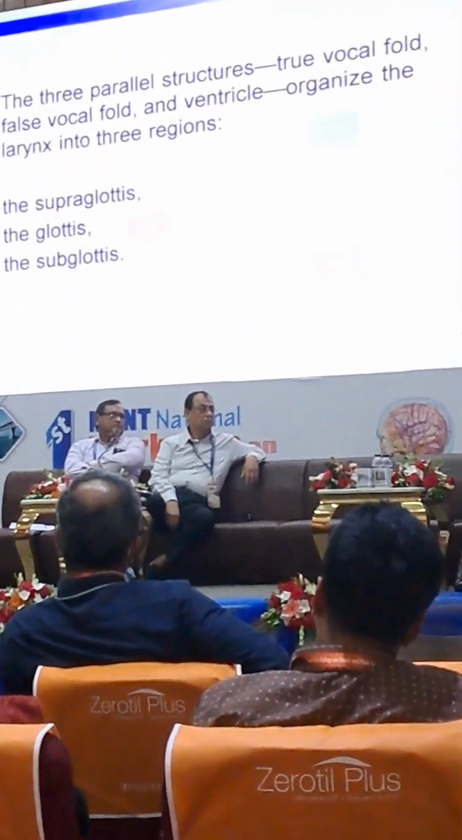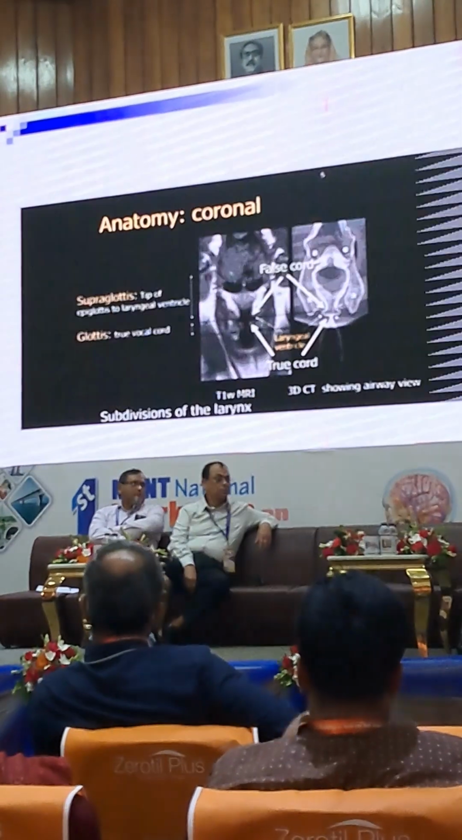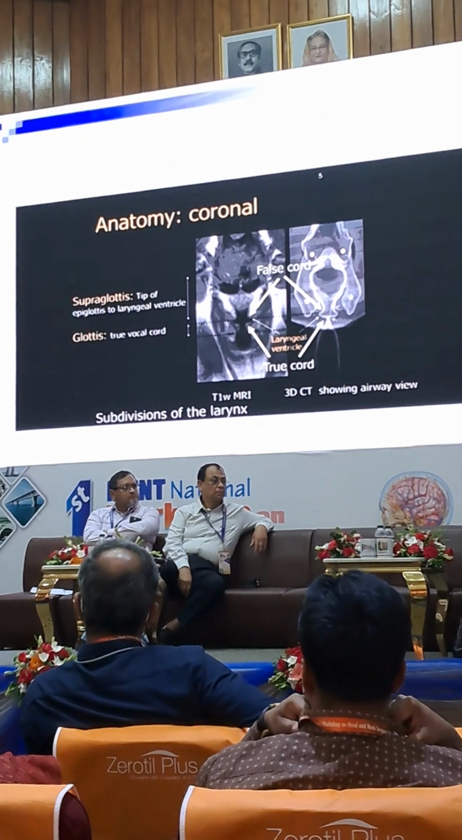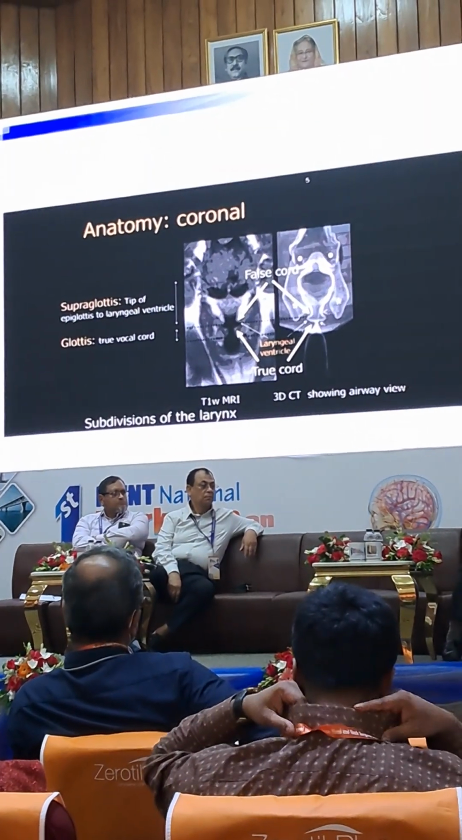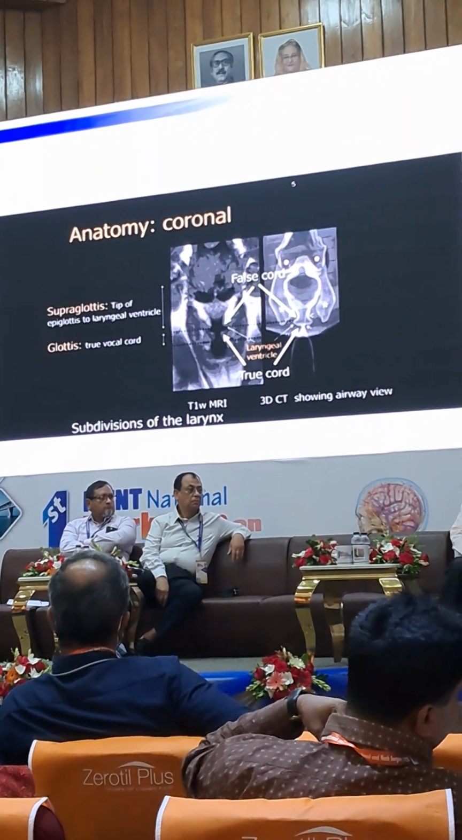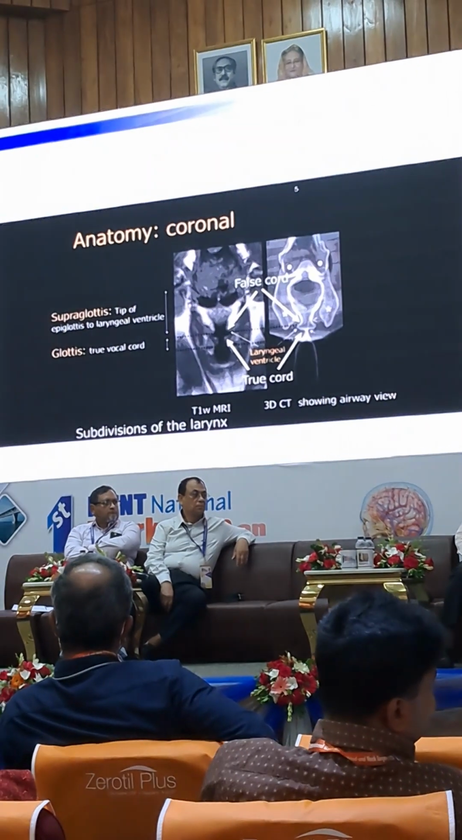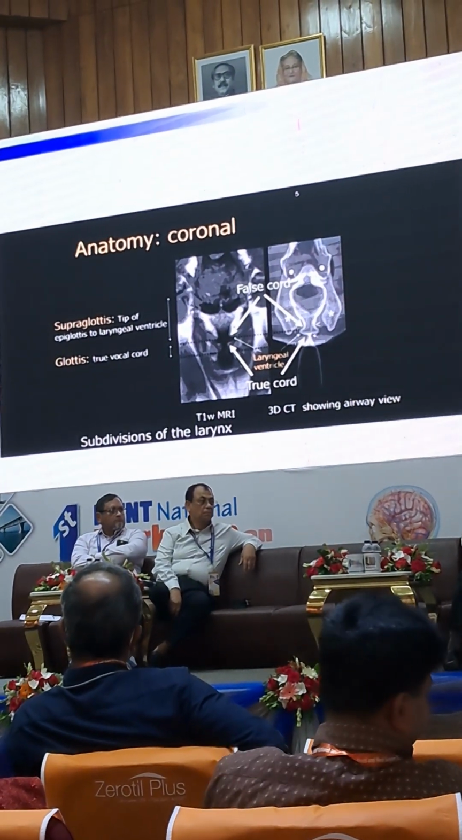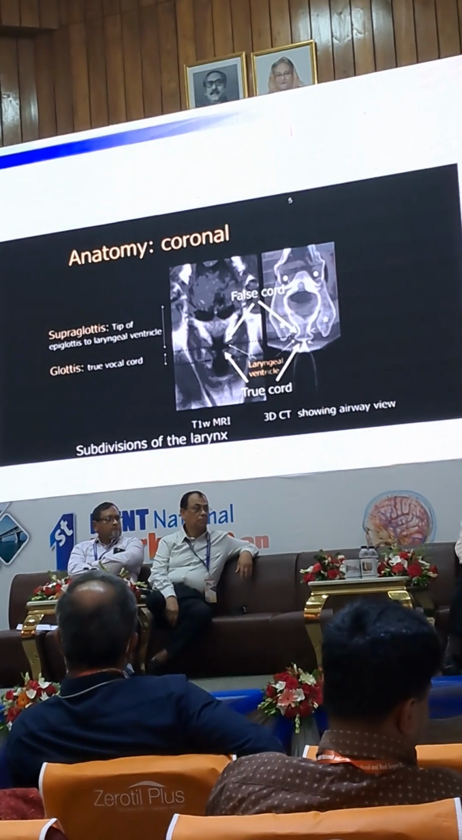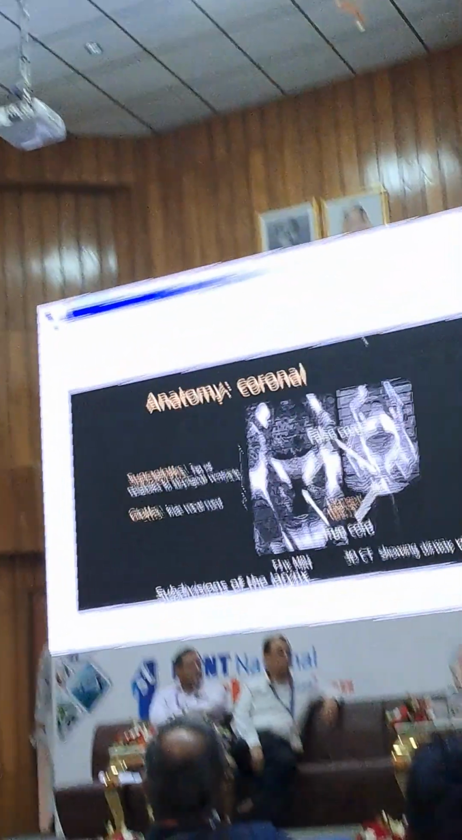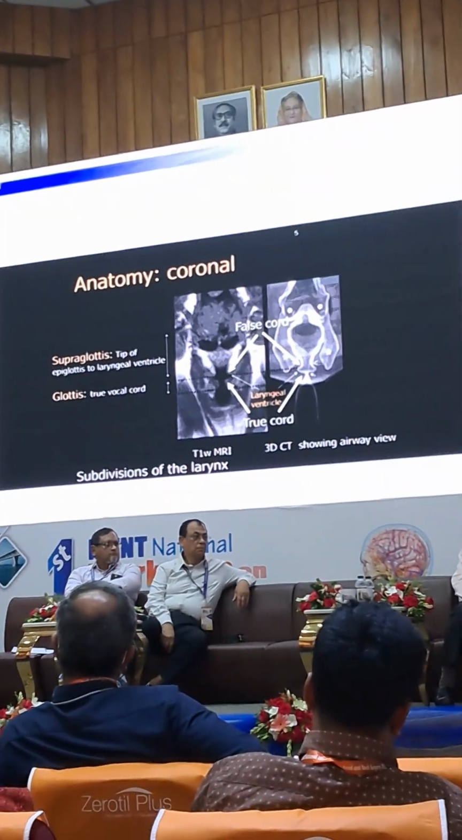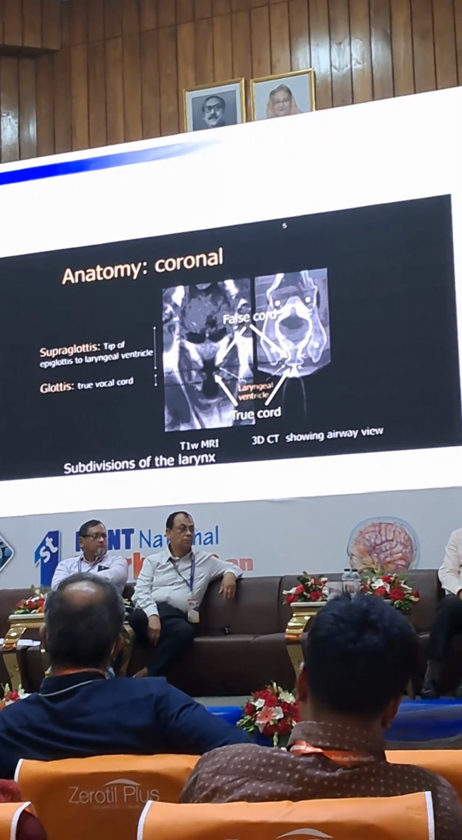The larynx is divided into supraglottis, glottis, and subglottis. Here, T1 MR image and airways 3D CT view. We see here the ventricle, the laryngeal ventricle, the airway. Above the ventricle is the supraglottis, and here is the true vocal fold.